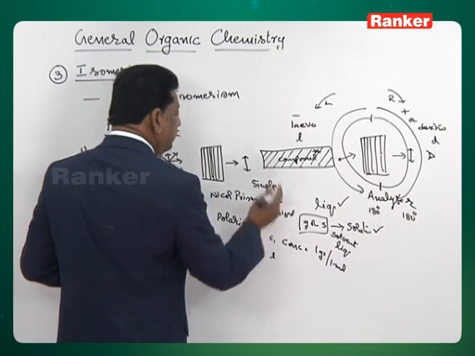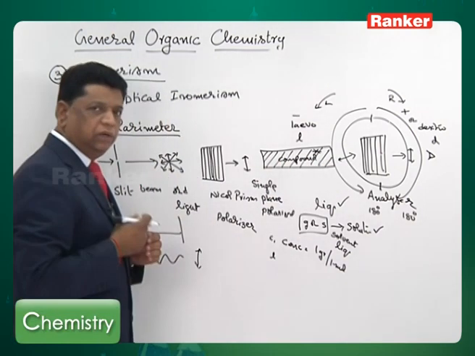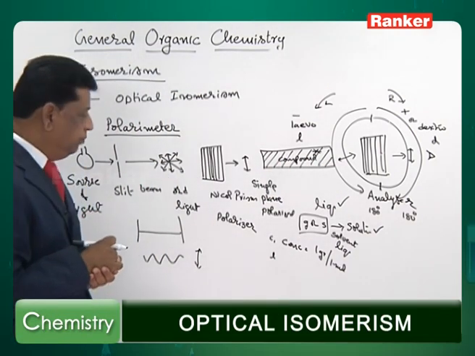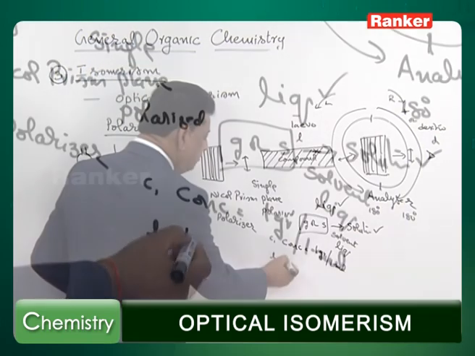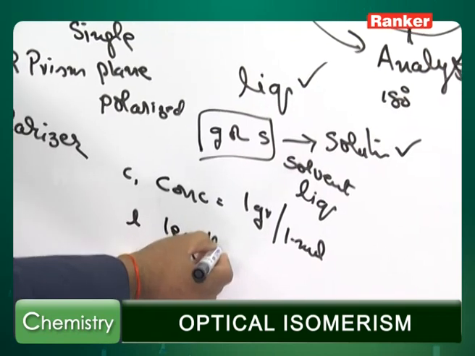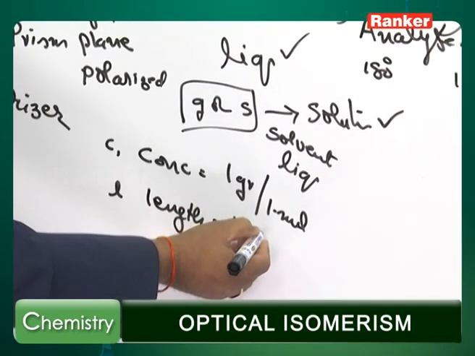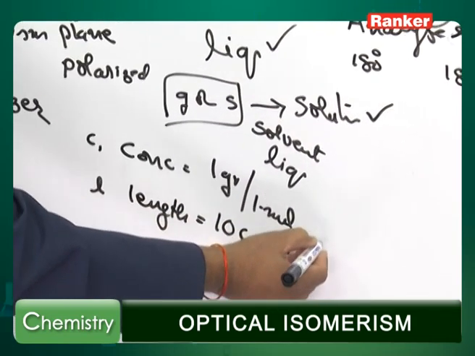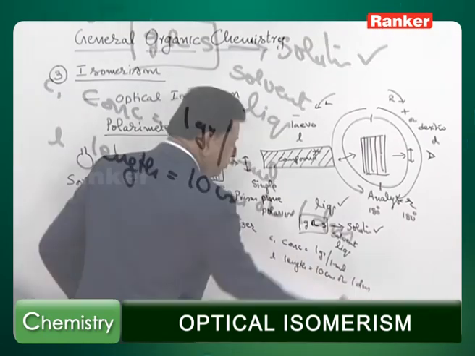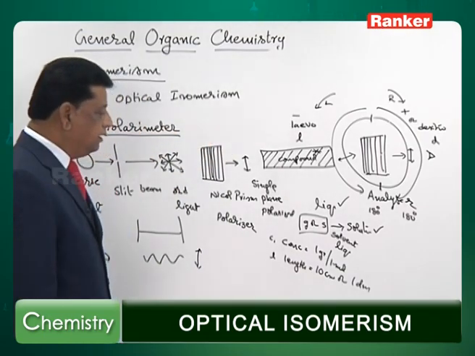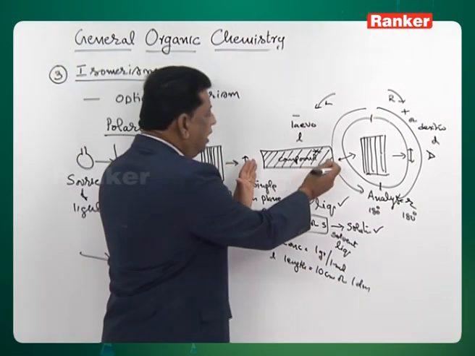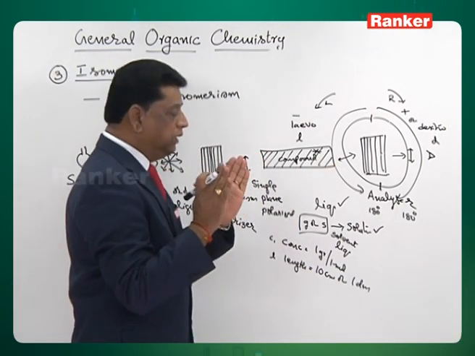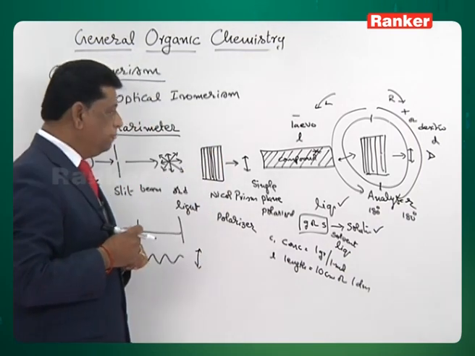Another one is length. The more the distance, naturally the light passes through more length. So we have to take a specific length. The length will always be only 10 centimeters, or 1 decimeter. Either 10 centimeters or 1 decimeter, nothing but the same thing. Approximately this much tube you have to use.